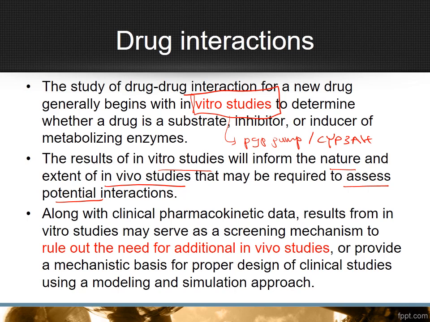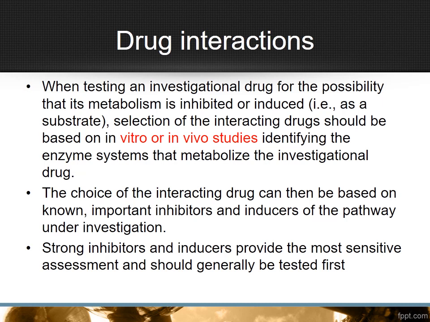Along with clinical pharmacokinetic data, results from in vitro study may serve as a screening mechanism to rule out the need for additional in vivo study, and they can provide a mechanistic basis for proper design of clinical study using a modeling and simulation approach. So when testing new drugs for the possibility of their metabolism being inhibited or induced, we can select another drug based on in vitro and in vivo study.